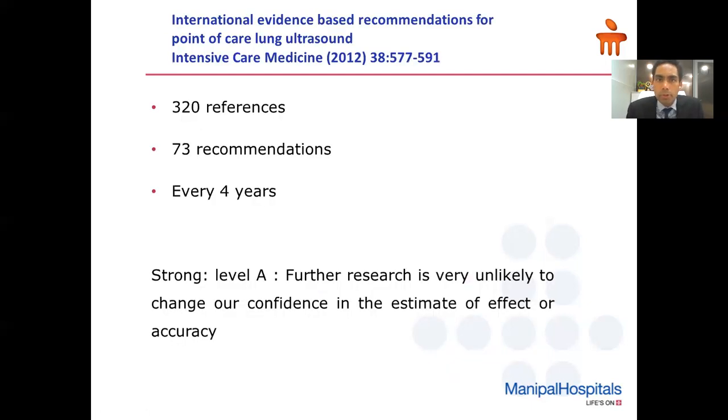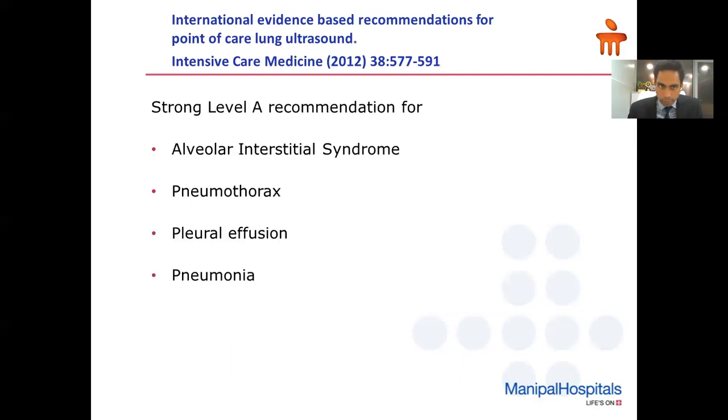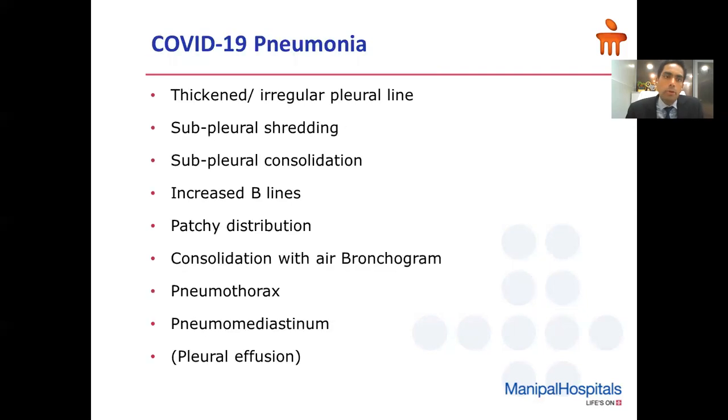This is a paper which was produced in 2012 called International Evidence-Based Recommendation for Point-of-Care Lung Ultrasound. It was supposed to be produced every 4 years, but unfortunately after 2012, no further papers have been published by this group. At that time, they looked at 320 references and they made 73 recommendations. And they gave a strong level A recommendation where they felt that further research is very unlikely to change our confidence in the estimate of effect or accuracy. A strong level A recommendation was given for these four pathologies: alveolar interstitial syndrome, pneumothorax, pleural effusion, and pneumonia.